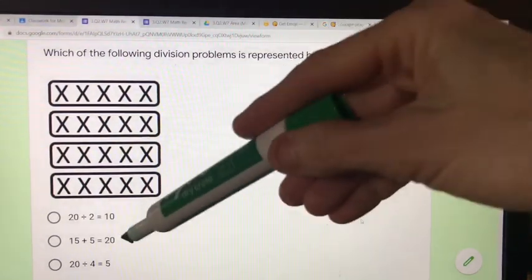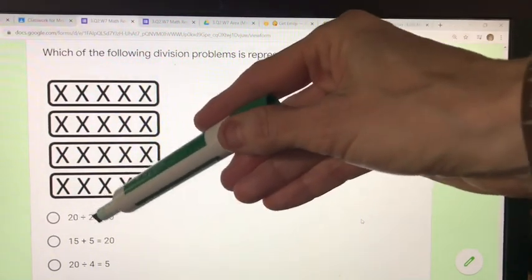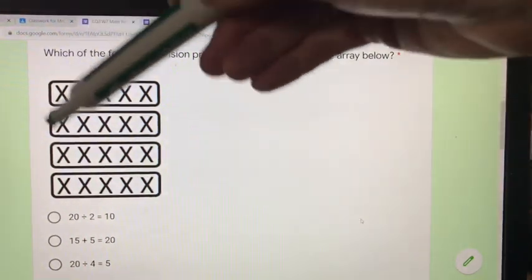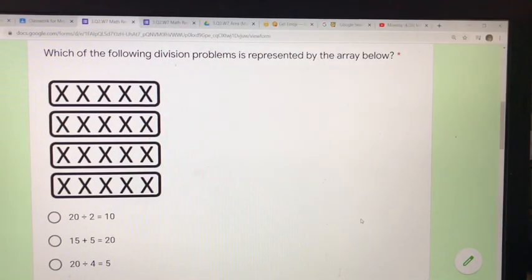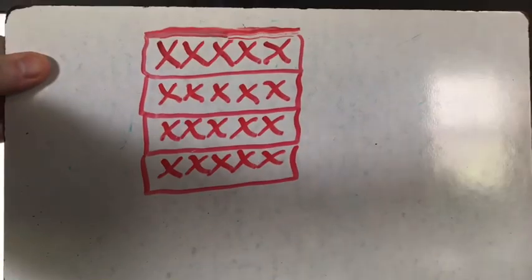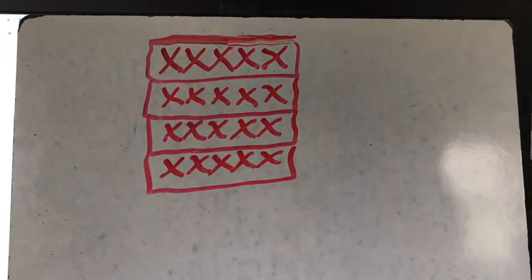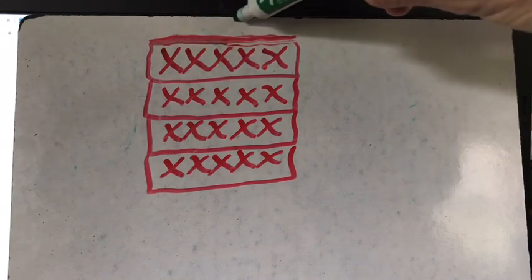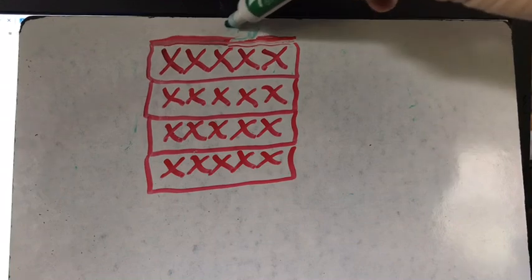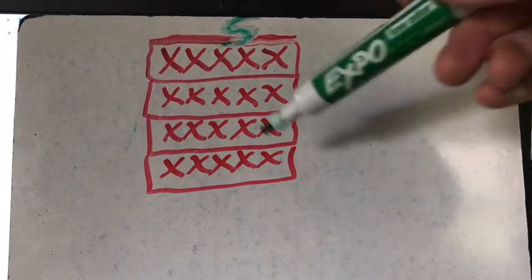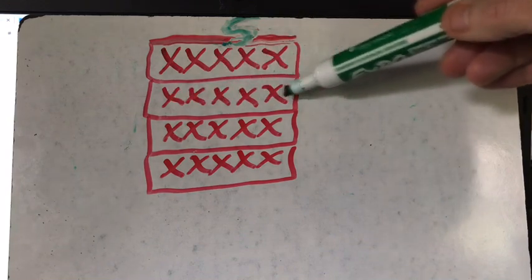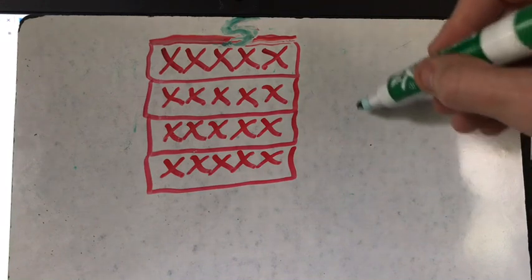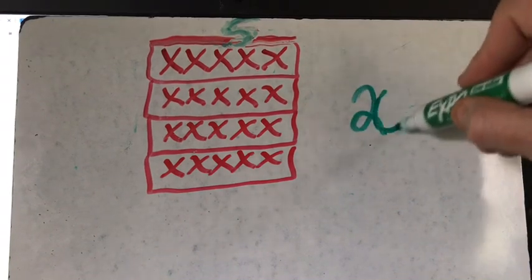So let's see. Our first choice has 20 divided by 2 equals 10. And our third choice has 20 divided by 4 equals 5. So I have to figure out which numbers match the picture. So I look, I know it's division, so I'll start with my big number first. So I have 1, 2, 3, 4, 5 X's going across. All right. And if I count, here's 5. Plus 5 is 10, plus 5 is 15, plus 5 is 20. So I have a total of 20 X's.